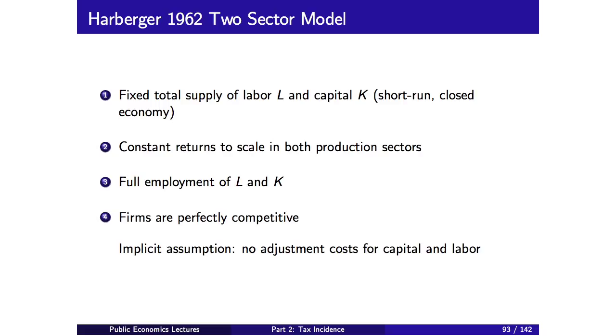We're going to assume that there are constant returns to scale in both production sectors, which is going to be important because there are essentially no profits earned by these firms. We have full employment of labor and capital, so we're not going to allow for unemployment. There are no frictions that would cause some of these factors not to be used. And finally, we're going to assume perfect competition. An implicit assumption, which is essentially what the dynamic models are about, is that there are no adjustment costs for capital and labor. So if the price of labor seems higher in sector A than sector B, labor is just going to flow there freely and immediately re-equilibrate.